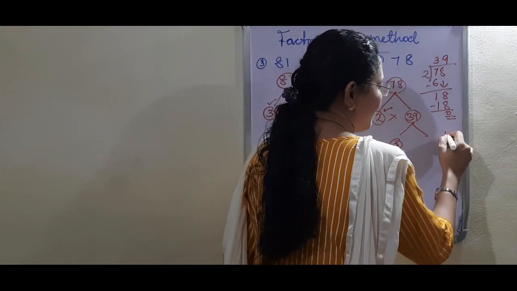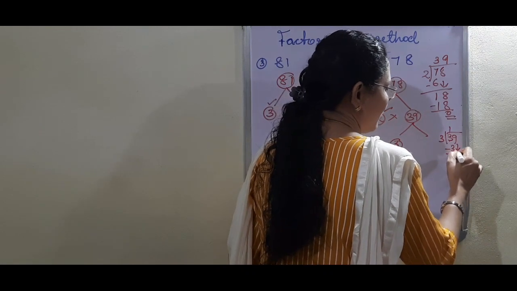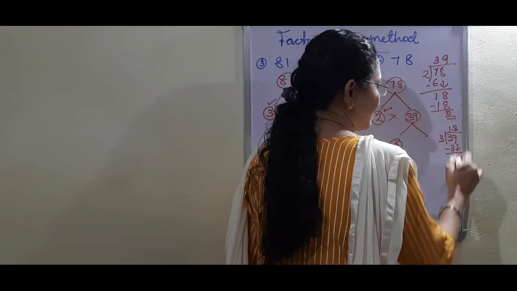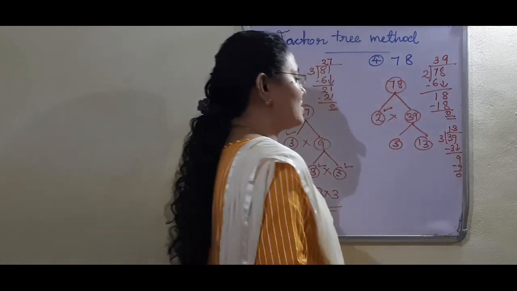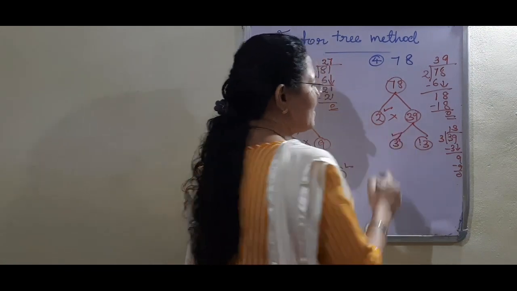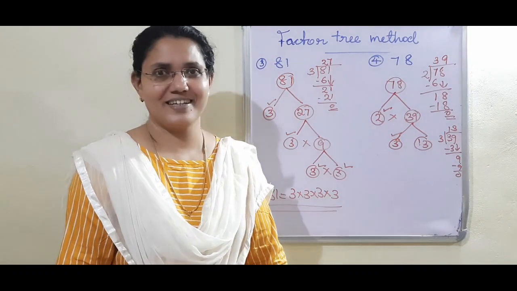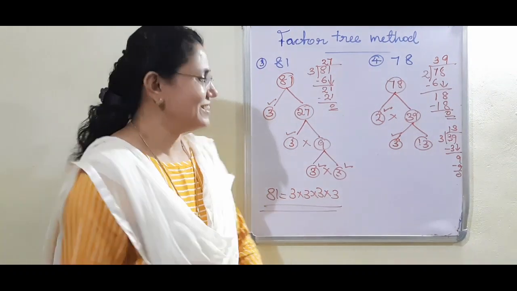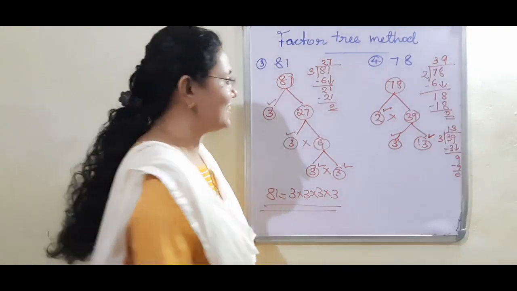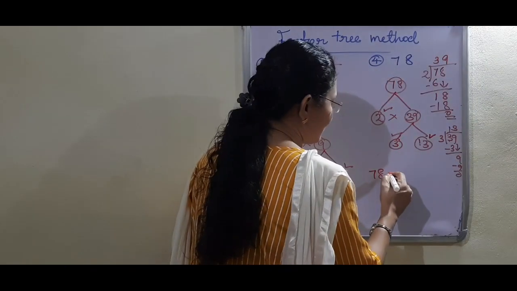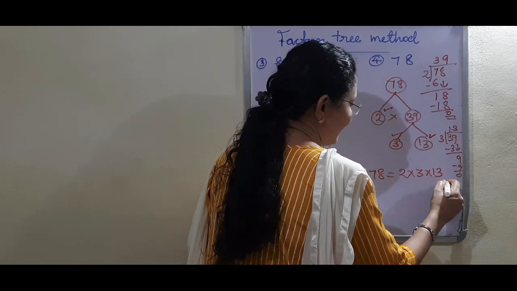Divide 39 by 3. 3 ones are 3. Then bring down 9. 9 divided by 3 is 3. Therefore here 3 is a factor. The other factor is 13. You know that 3 is a prime number. What about 13? Is it prime or composite? Yes, it is a prime number. Now all the factors are prime here. Now we can stop here. Now 78 is equal to 2 into 3 into 13.